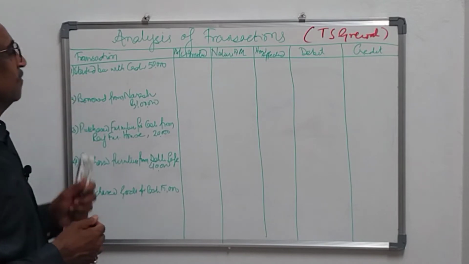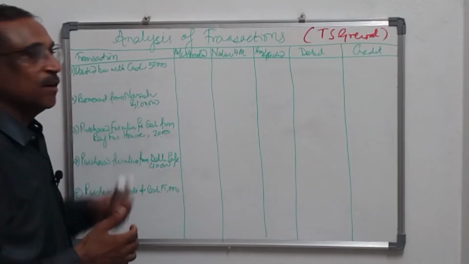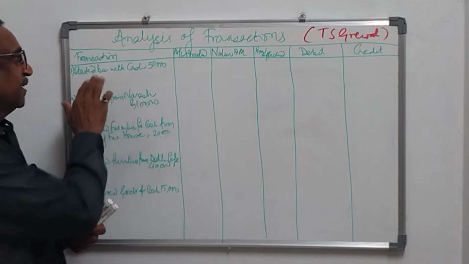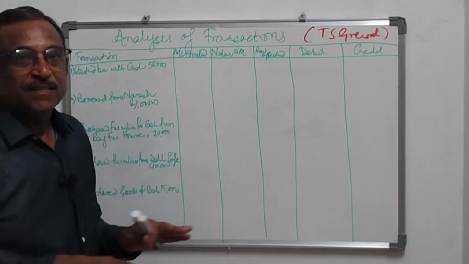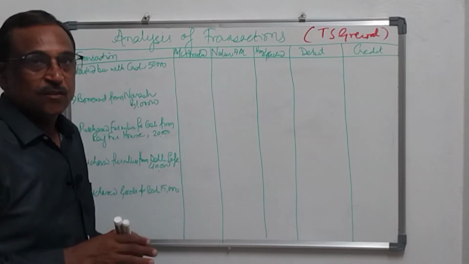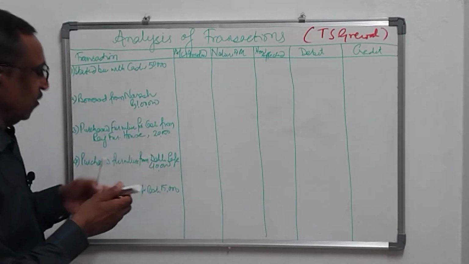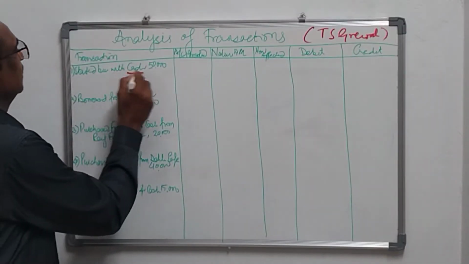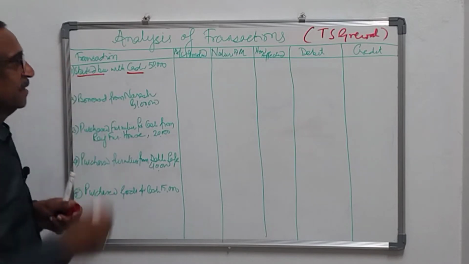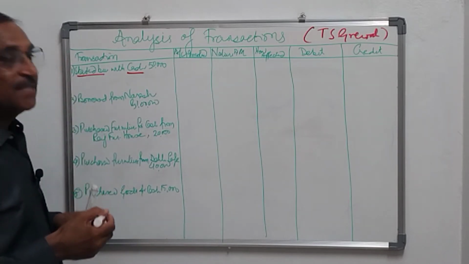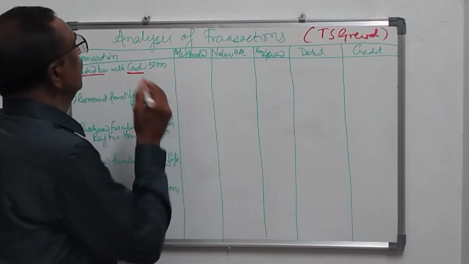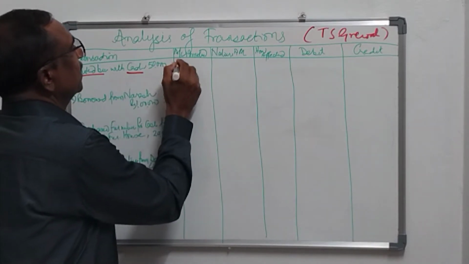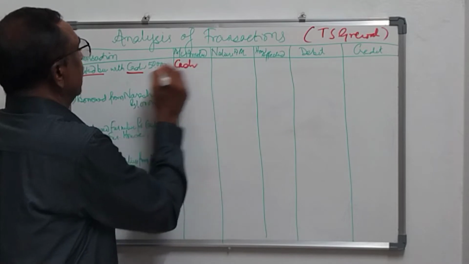Started business with cash 50,000. Dinesh has started business with cash 50,000. That means there was no business prior to this transaction. So the two accounts involved are cash and started business. Whenever the business starts, that means capital is coming in. Okay, so two accounts involved are cash and capital.